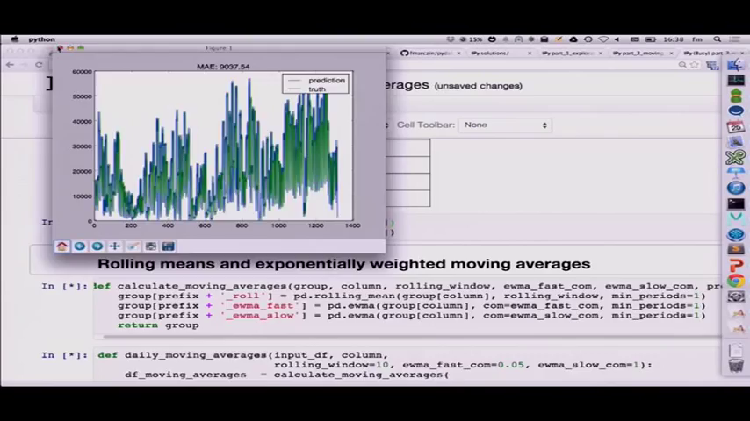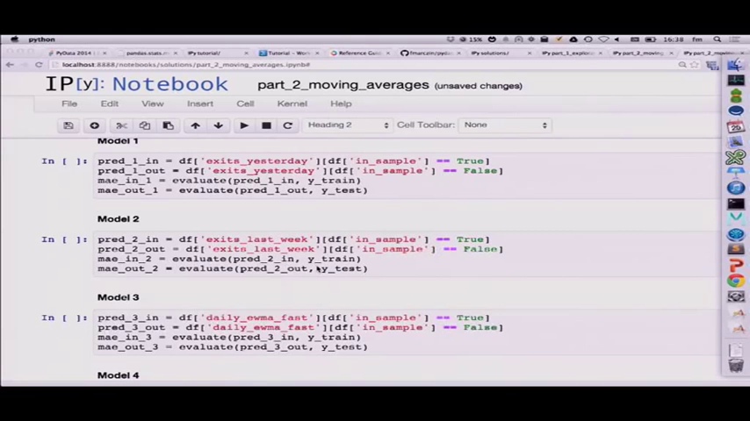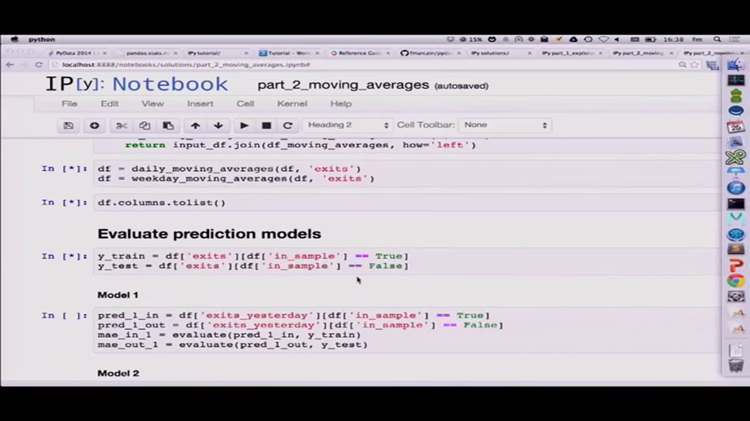So, and then we can, using this evaluate function that we just introduced, compare these models and see which performs better, and which performs best. So these exponentially weighted moving averages are not useful only as prediction models in themselves, but can also be used as building blocks for more complex prediction models.